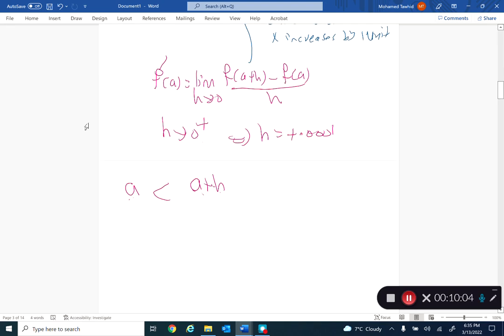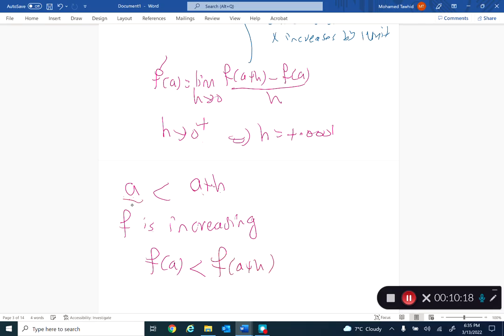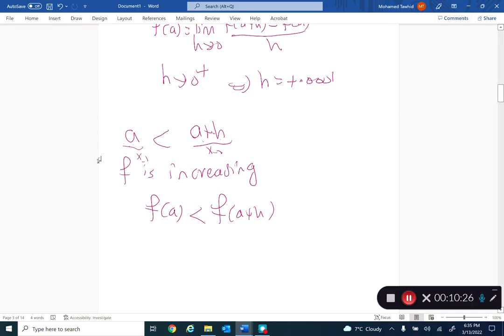So now, if I tell you f is increasing, then what do you have? F is increasing means your f of a should be less than your f at a plus h. So that is your x1, and that is your x2. So what do you have? f of a less than f of a plus h. Then what do you have here, guys?